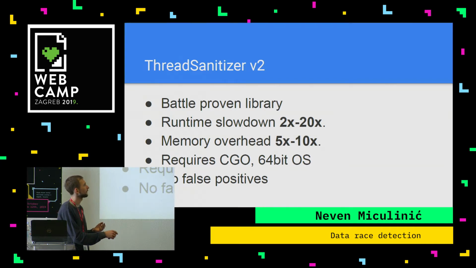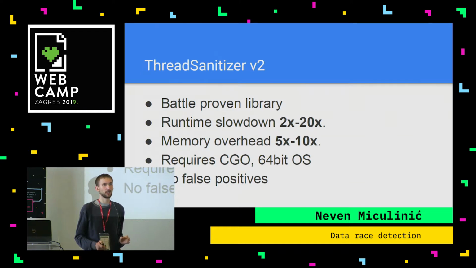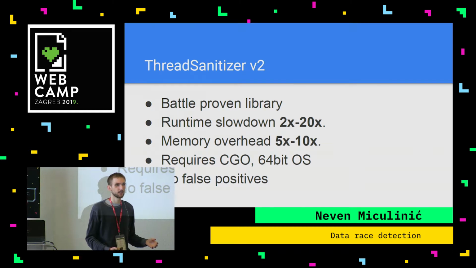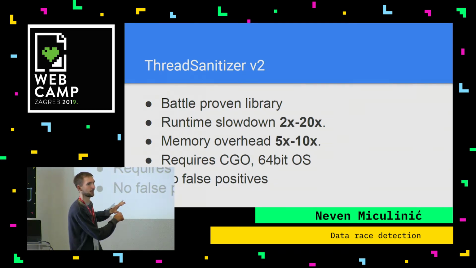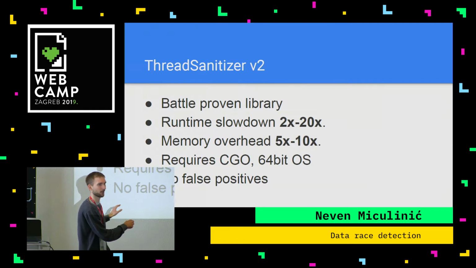It's not cheap, because it will slow down your code 2 to 20 times, and it will increase the memory overhead by 5 to 10 times the memory your program usually runs with. It requires CGO and a 64-bit operating system. The most critical aspect of this algorithm is there are no false positives. Because it trades some accuracy for performance, there might be some unlikely false negatives, but if this tool screams at you that something is wrong, something is definitely wrong. It's not just some edge case nobody cares about, it's always wrong.